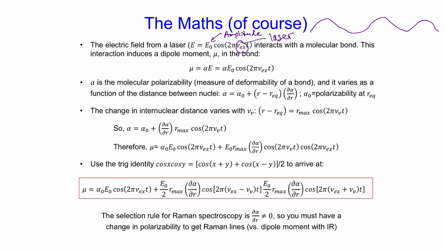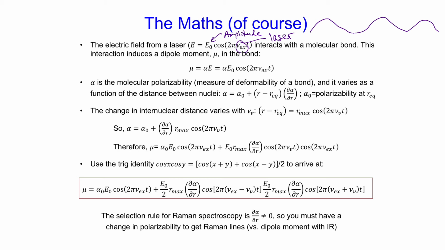Okay, so once our electric field from our laser interacts with a molecule in our sample, it's going to induce a dipole moment, which we represent by the symbol mu, in our bond. So mu is further related to the molecular polarizability, alpha, as it couples with our electric field. Alpha is the molecular polarizability, which, if you remember from Gen Chem, is really just a measure of how easily you can deform a bond.